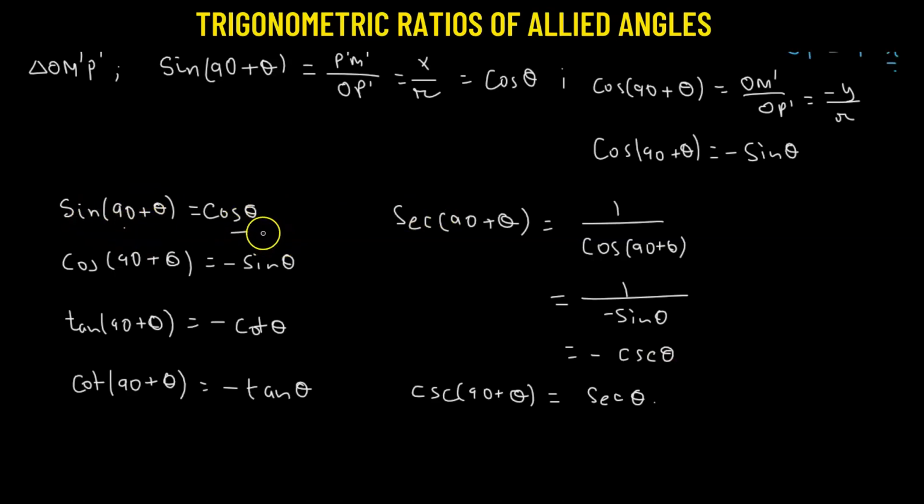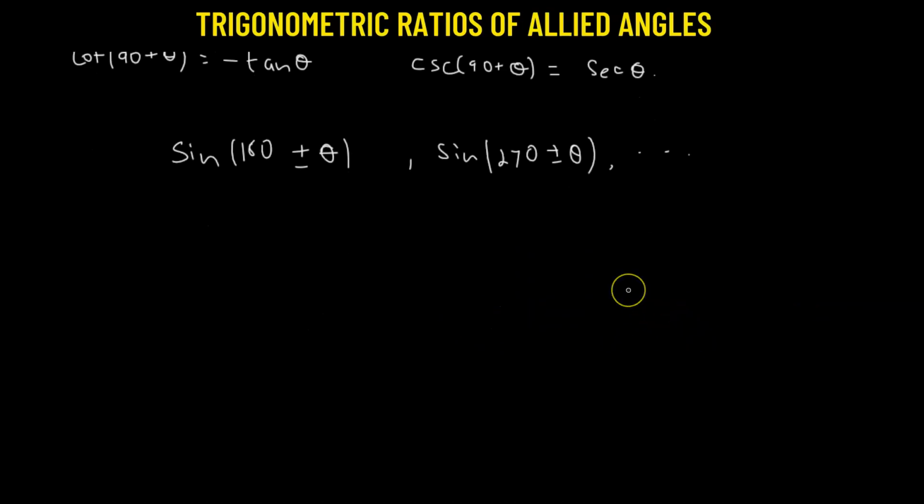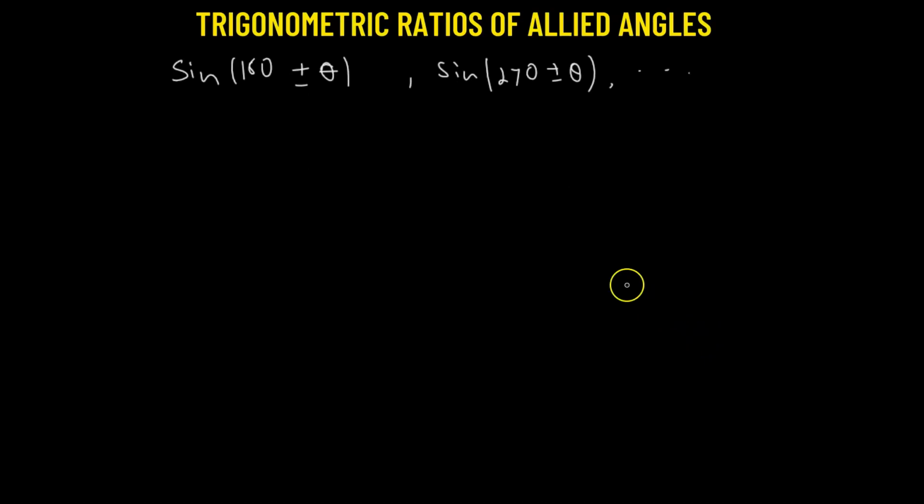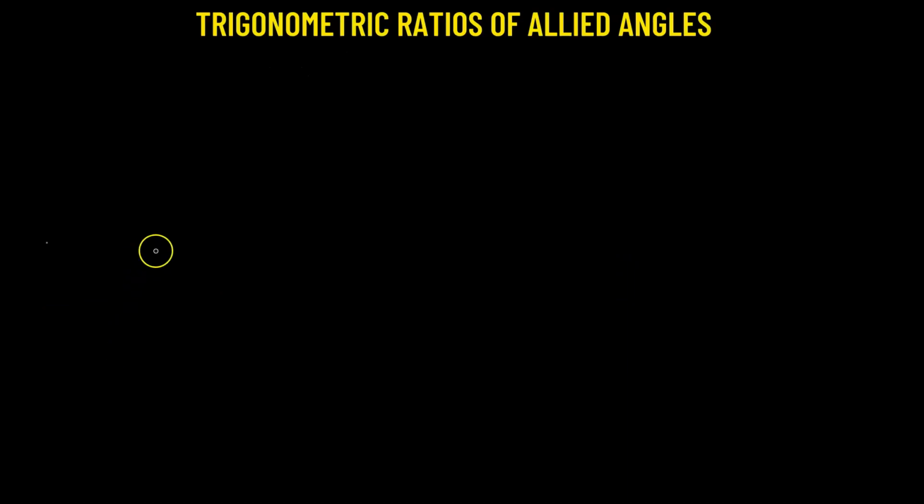Similarly, we can define this for 180 plus theta, meaning we can also define for sine 180 plus or minus theta, as well as sine 270 plus or minus theta, and so on. Now, we're not going to go with the proof because it will become extremely lengthy for this particular lecture. What we'll try to do is use some mnemonics to remember all the allied angles.